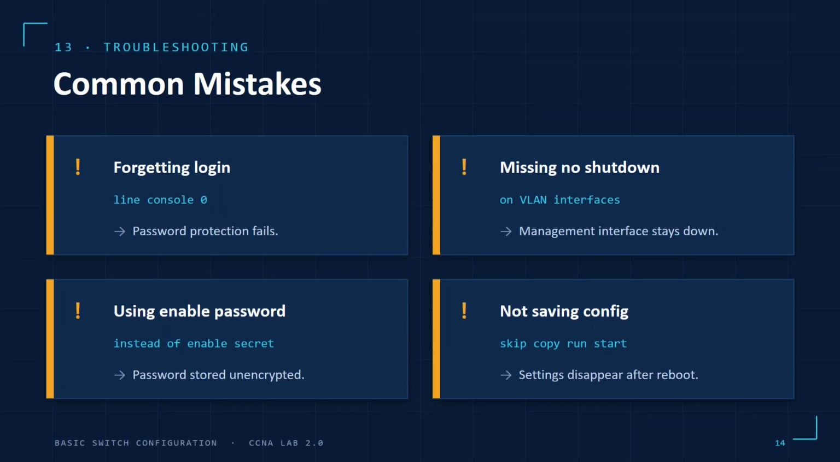Forgetting login under line console 0 causes password protection to fail. Missing no shutdown on VLAN interfaces leaves the management interface down. Using enable password instead of enable secret stores the password unencrypted. Skipping copy running-config startup-config causes settings to disappear after reboot.